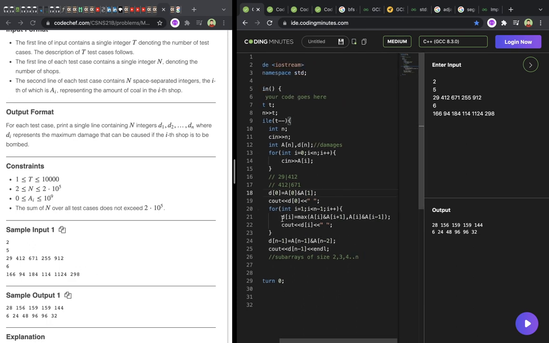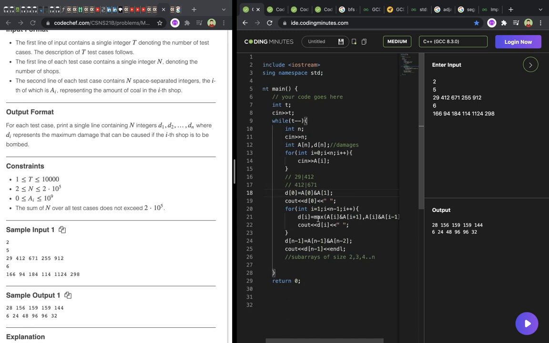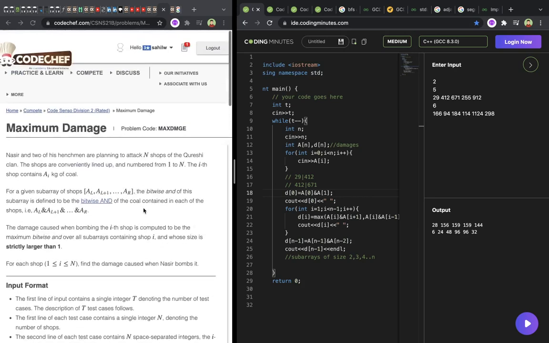So we just take the maximum of a[i] AND a[i+1], and a[i] AND a[i-1], the previous term and the term next to it. We store the maximum of that in the damages array, and we just print out the damages array straight away. So that was it for the first question.